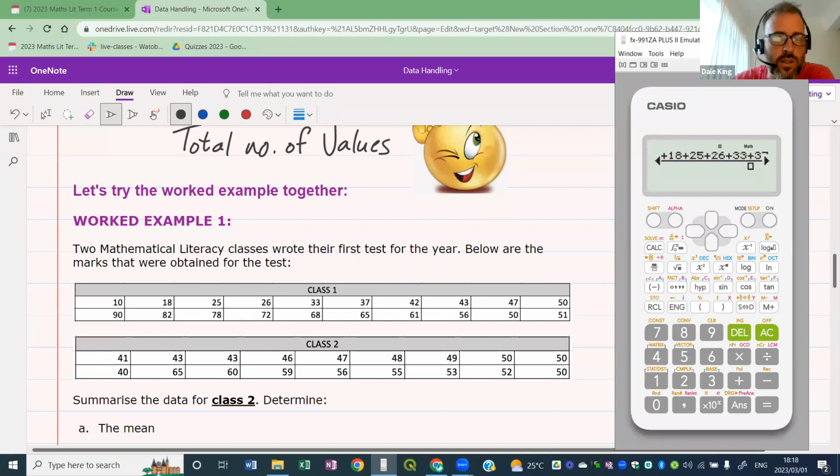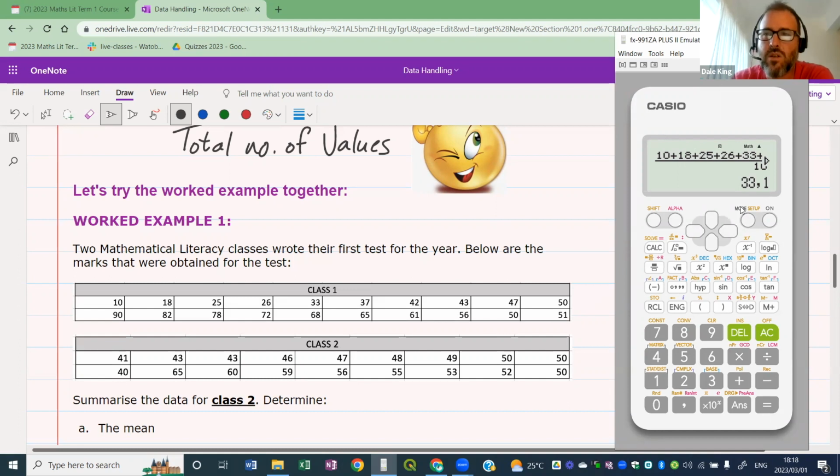How many do we have? I need to count on my screen. 1, 2, 3, 4, 5, 6, 7, 8, 9, 10. Okay, so we've got 10 values. I've summed them up in the numerator, put 10 in the denominator, and hit enter. All right. And you can see if your answer, I'm getting 33.1. You can check on your side if you're getting the same. I'm getting 33.1, and I'm looking at my answer now to check, is it correct?